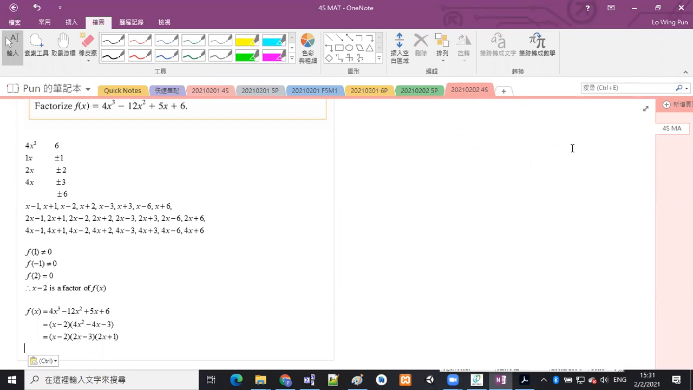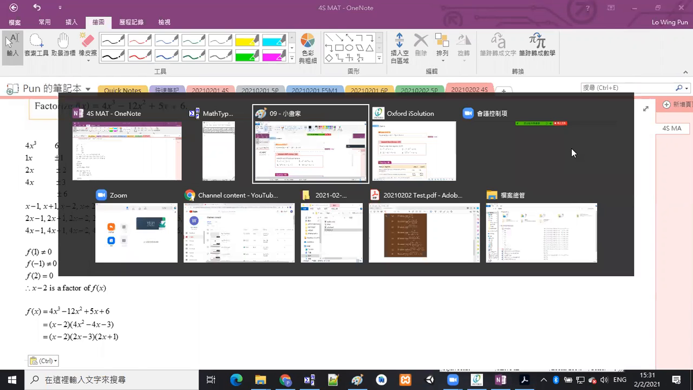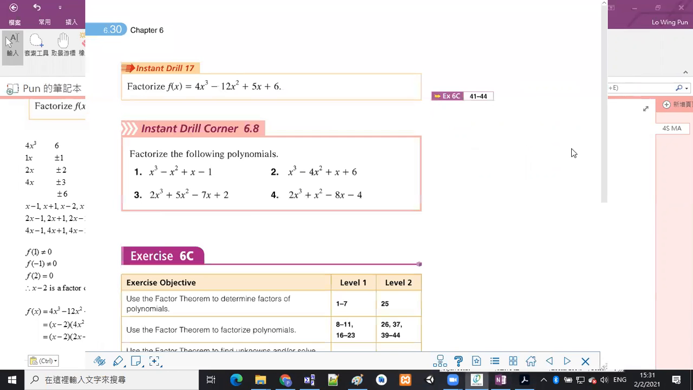So now I would like you to do instant drill corner 6.8, questions number 1, 2, 3, and 4. I give you just 10 minutes to do this, and then I will check the answers with you.